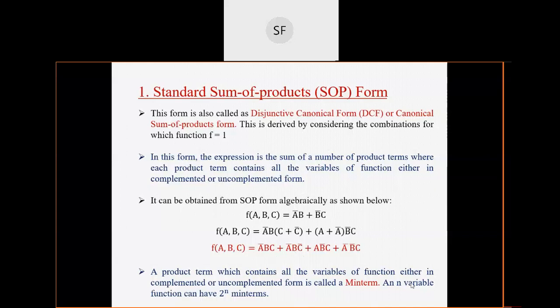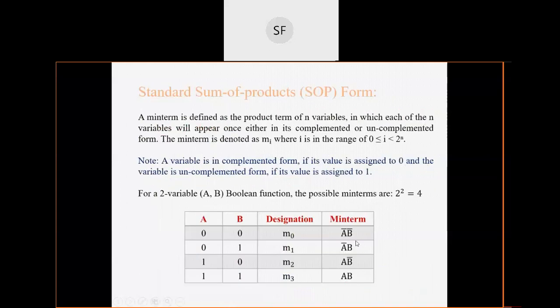We have also found that the maximum number of minterms possible for any function is given by 2 raised to power n, where n is the number of variables. So if your function is of three variables, how many total minterms will be possible? 2 raised to power 3, that is 8. We have already discussed that, just a small recap.